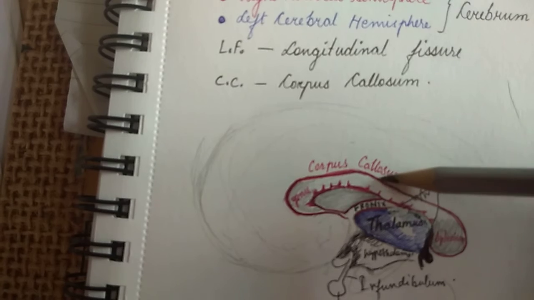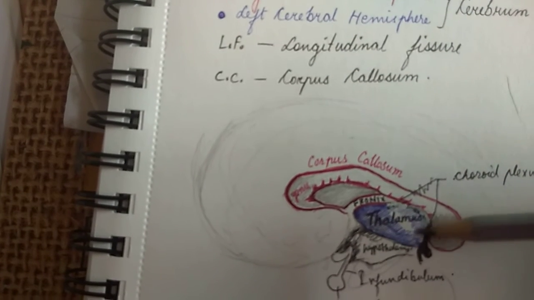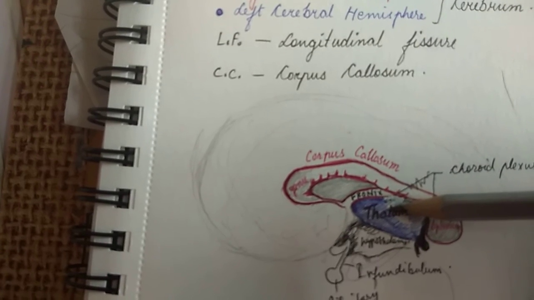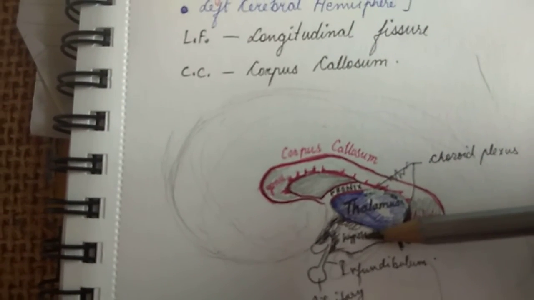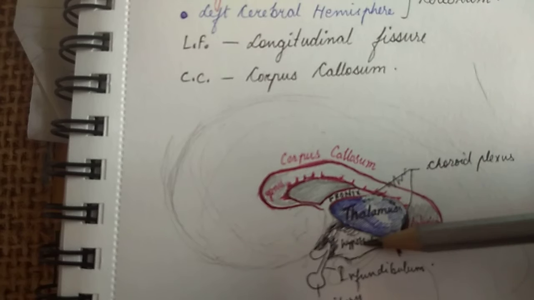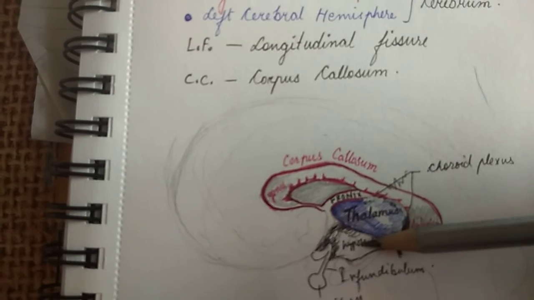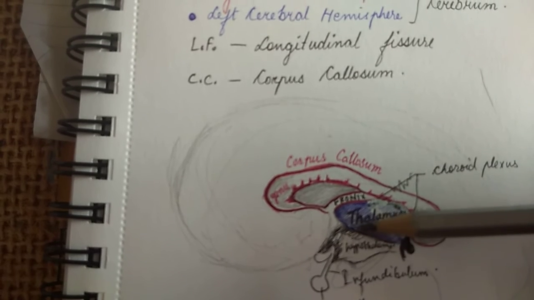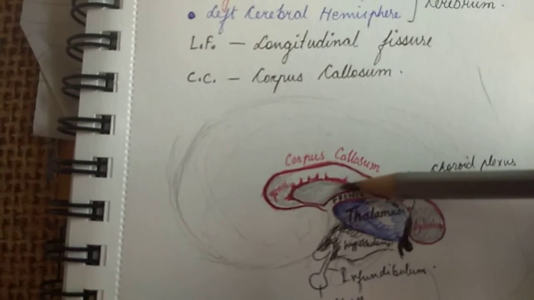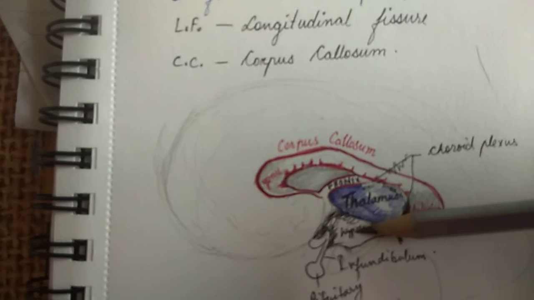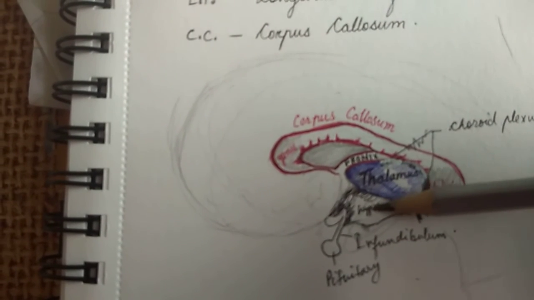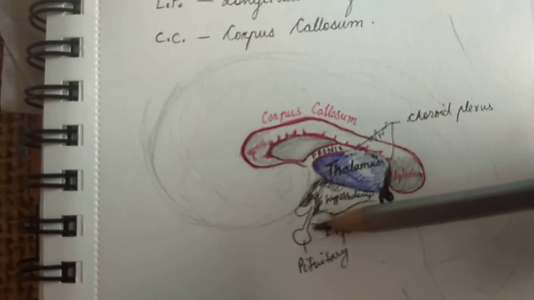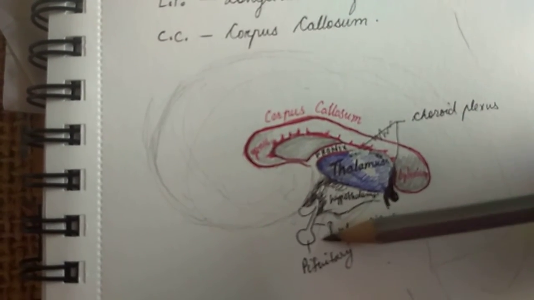The thalamus lies superior to the midbrain and is composed of gray matter. Just below the thalamus lies the hypothalamus, which consists of gray matter called hypothalamic nuclei and remain scattered in the white matter. The hypothalamus gives off a stalk called infundibulum, which bears the pituitary gland.